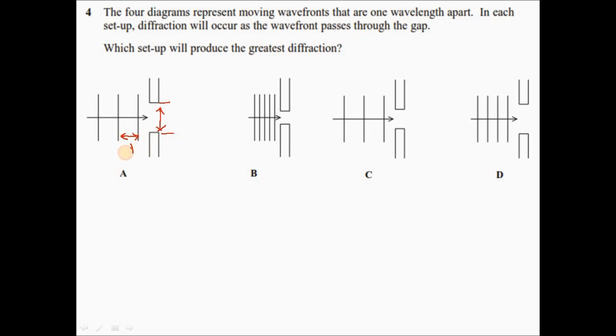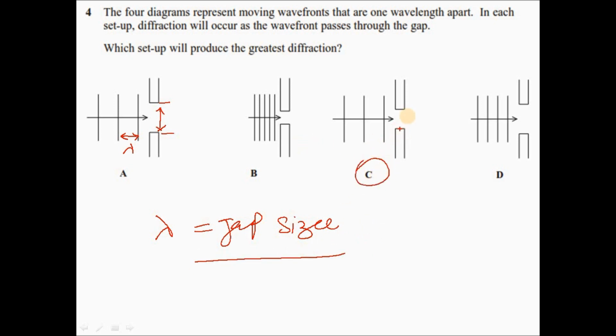so the wavelength and the gap size, you need to see each and every diagram, which shows lambda, the wavelength, equal to gap size. So if gap size is equal to the wavelength, then you have the most diffraction or greatest diffraction. So clearly option C, in which you see that this is the gap size and this is the wavelength. Both are similar, or both have the same size. That's why at C you have the greatest diffraction. So option is C.